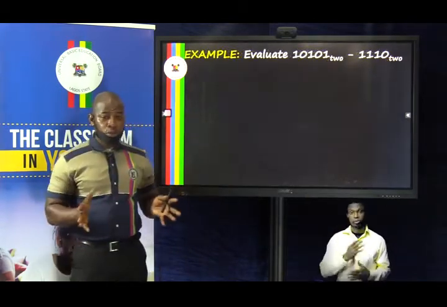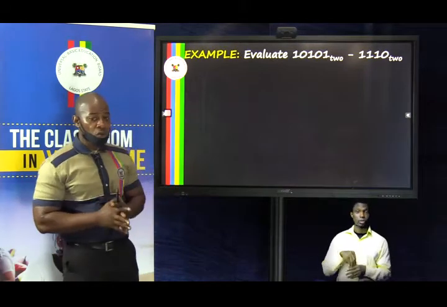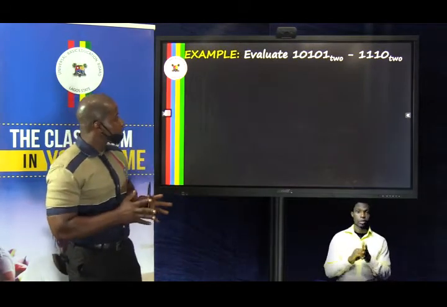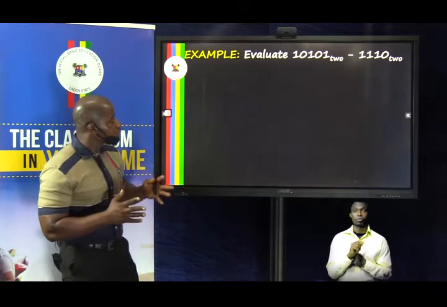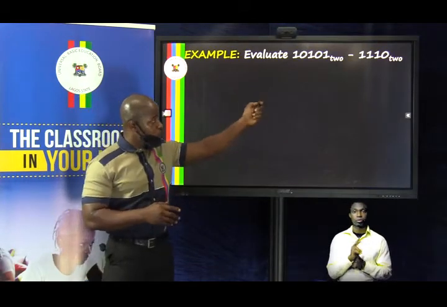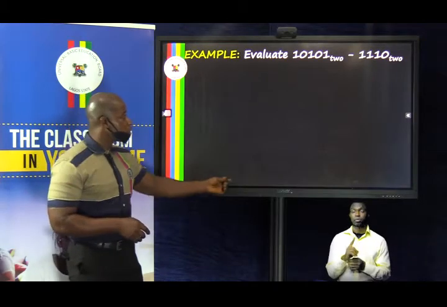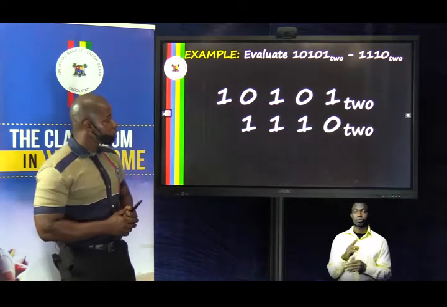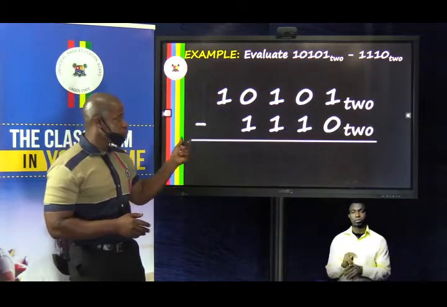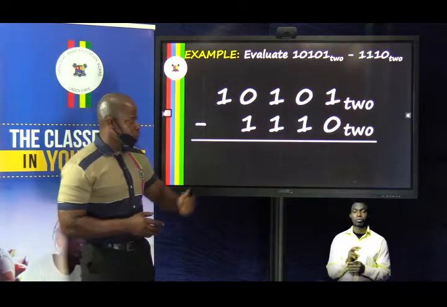Let's check out some other examples that involve borrowing. This example asks us to evaluate 10101 in base 2 minus 1110 in base 2. So we're going to arrange as usual using the place values. Remember to put the subtraction sign on your base 2.